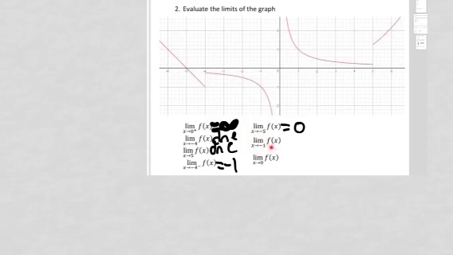The limit as x approaches -1. Okay, again, from both sides. As we approach from the right, we're at -1. Approach from the left, we're at -1. So this is just -1.